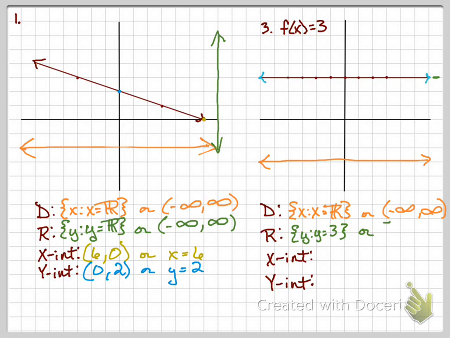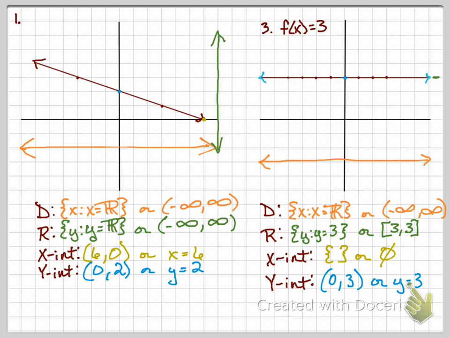Or if you want to write that in interval notation, we would say just [3, 3], equal to, because that's the only number that we're using. Okay, x-intercepts: you can see it's nowhere on there. So x is either the empty set, or you could use the 0 with the line through it. Now the y-intercept, of course, what is it? (0, 3). So the y-intercept is (0, 3).